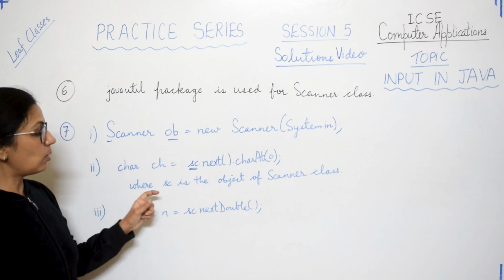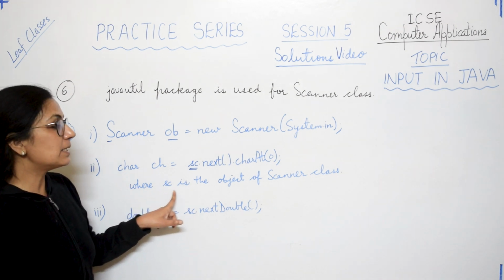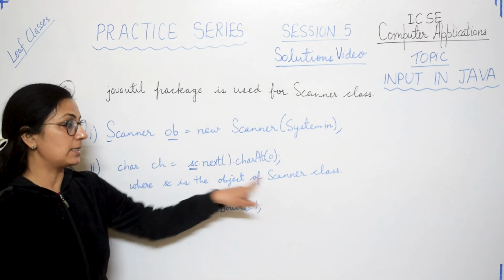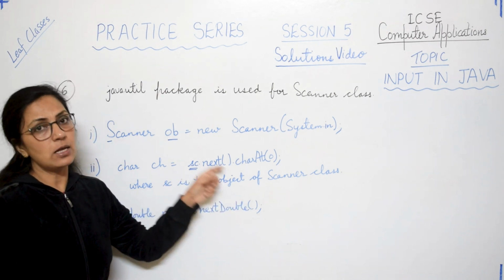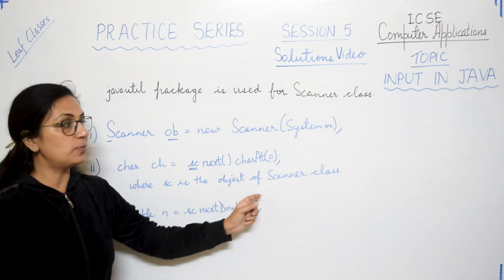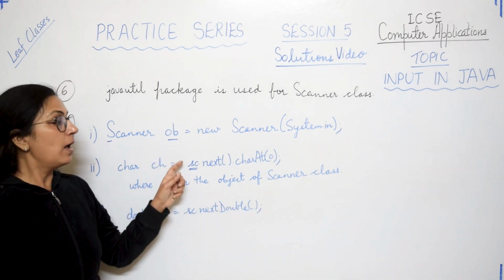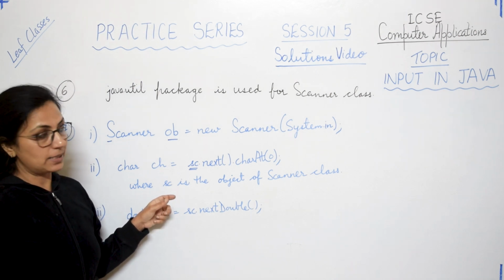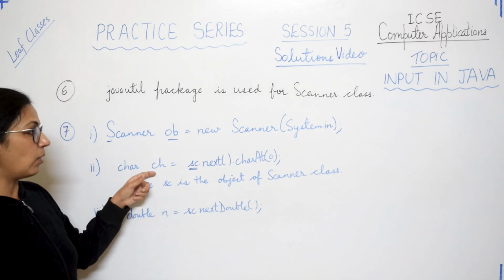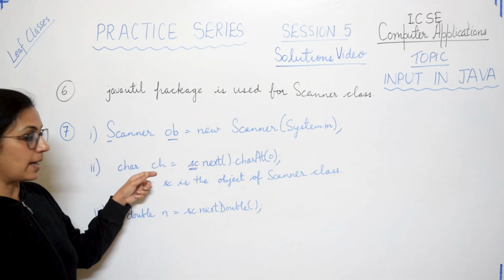So in the next line you have to mention where sc is the object of scanner class. If you are writing ob, then you have to mention ob is the object of scanner class, or in, then in is the object of the scanner class. Whichever object name you are writing here, you have to specify in the next line, right? So this is the function how you can input a character using scanner class.